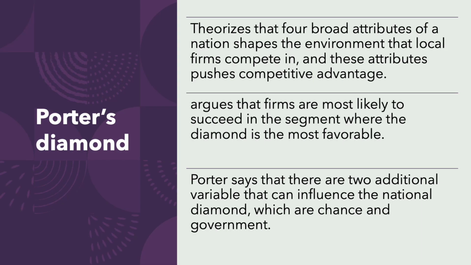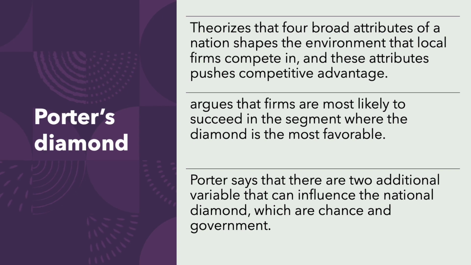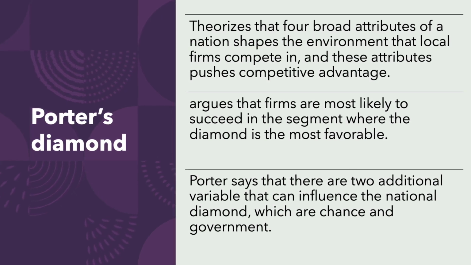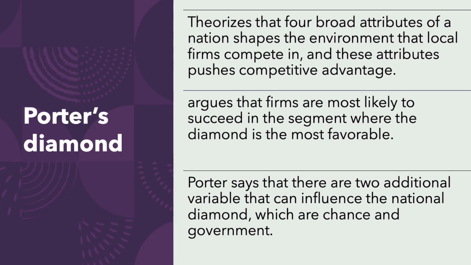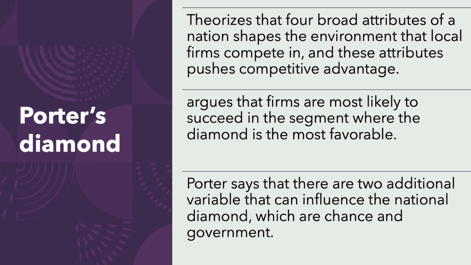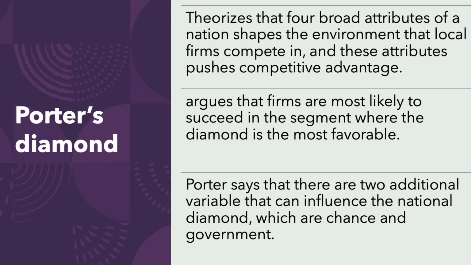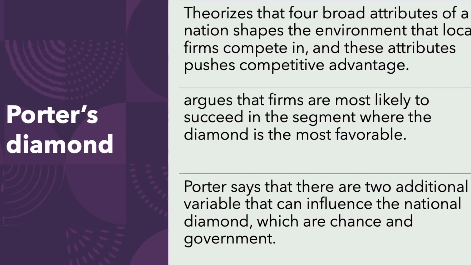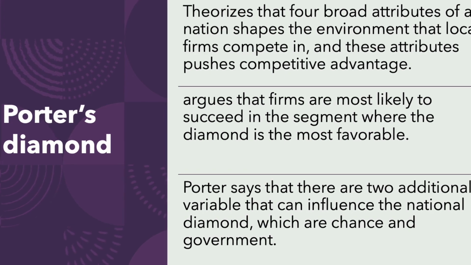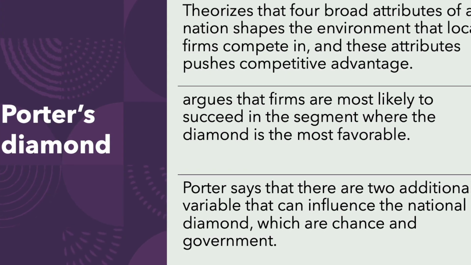Porter's diamond. Porter's diamond theorizes that four broad attributes of a nation shape the environment that local firms compete in, and these attributes push competitive advantage. Porter argues that firms are most likely to succeed in the segments where the diamond is the most favorable. Porter says that there are two additional variables that can influence the national diamond, which are chance and government.